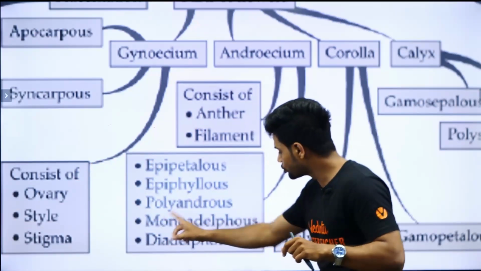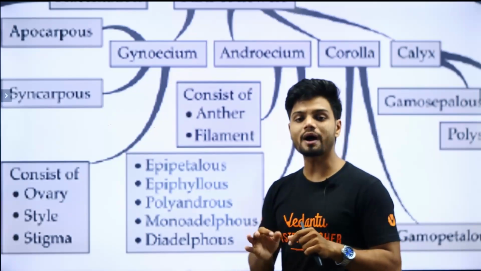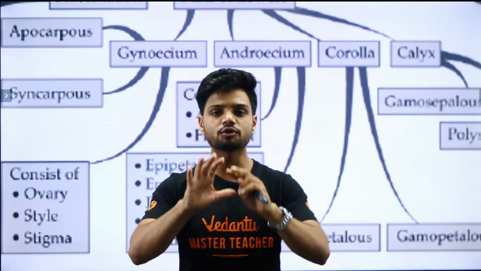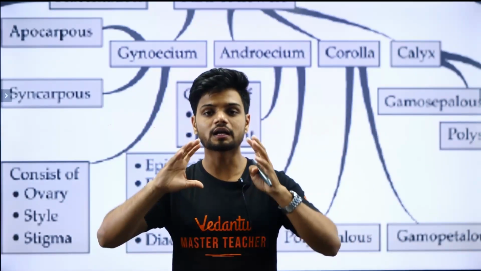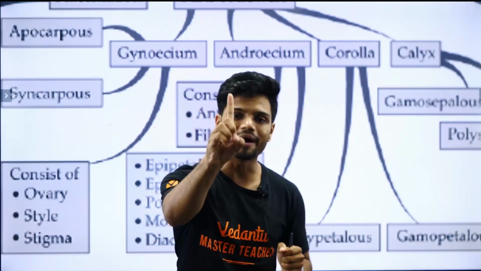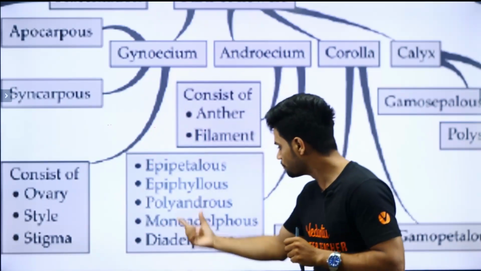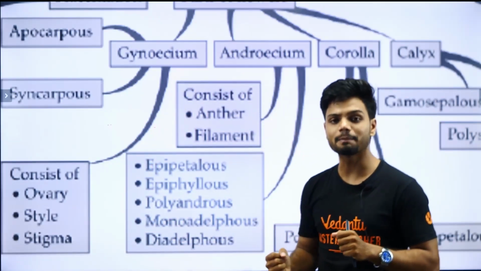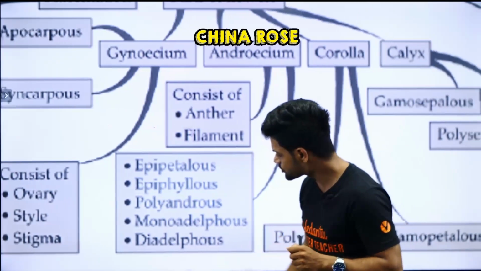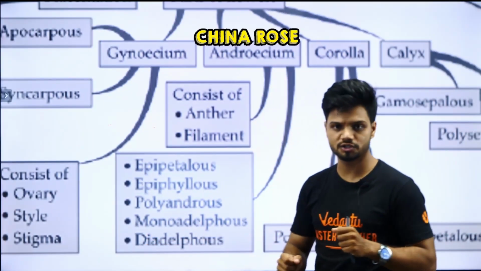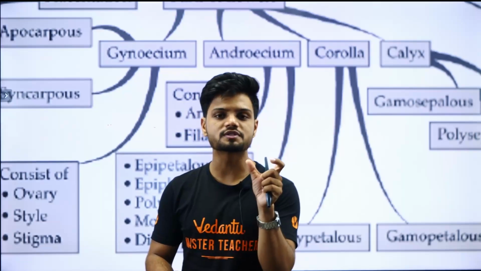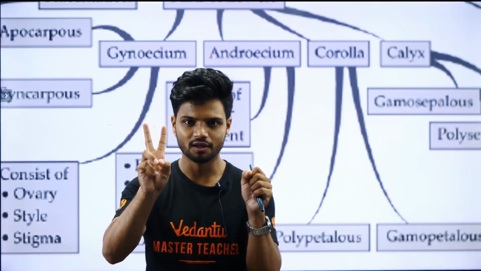Then we have monadelphous condition. Monadelphous means a particular number of stamens are completely fused in one single bundle. That is called as monadelphous condition. Example is going to be China rose. Then we have diadelphous condition. That is, a particular group of stamens are arranged in two different bundles. Let me know the example.